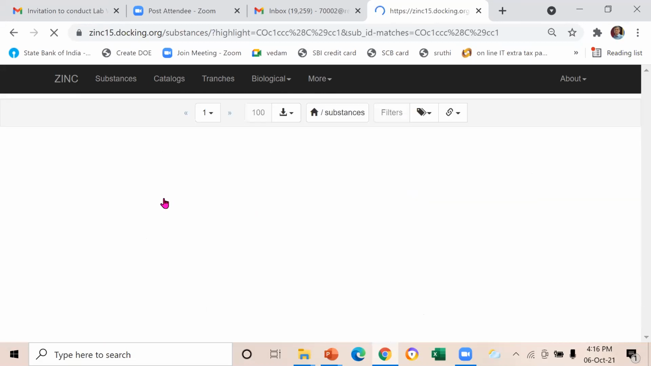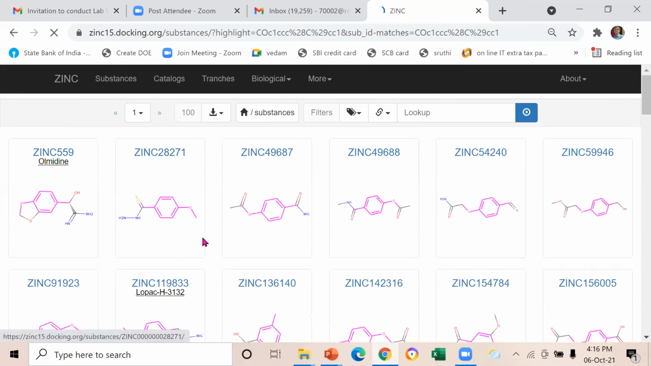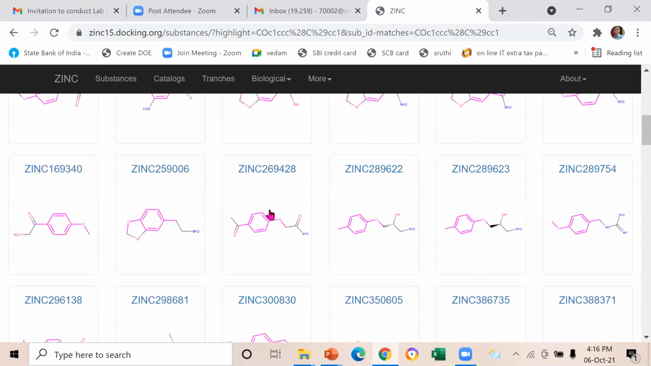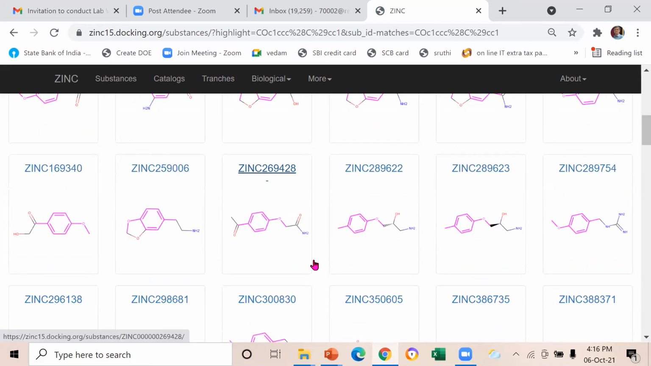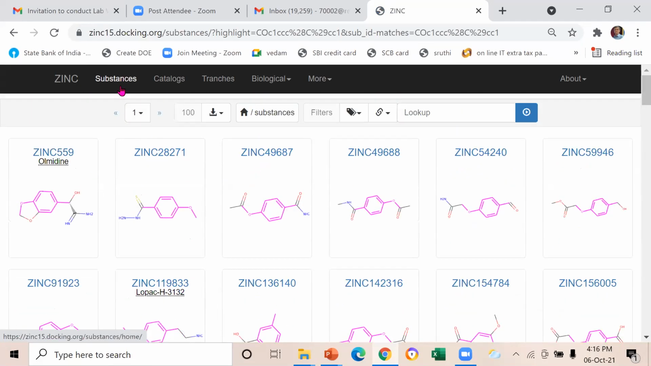Okay, so I am interested to see whether there are structures which have that particular type of structure. One benzene ring, then there is an oxygen ether type of linkage. It's coming up, as you can see, giving in this reddish color that substructure which I have drawn. So there are many molecules with that substructure. Many molecules. So the ZINC database can be used for such studies.